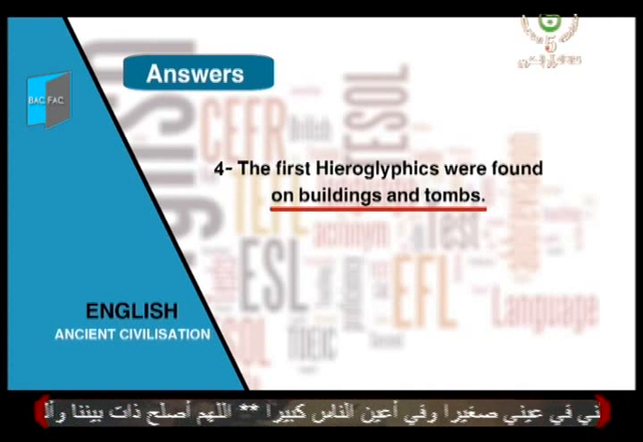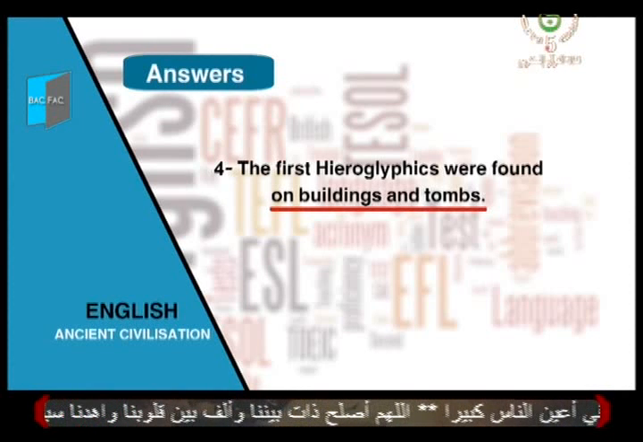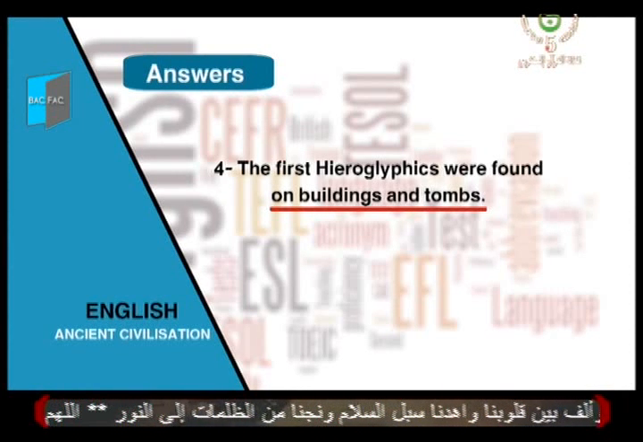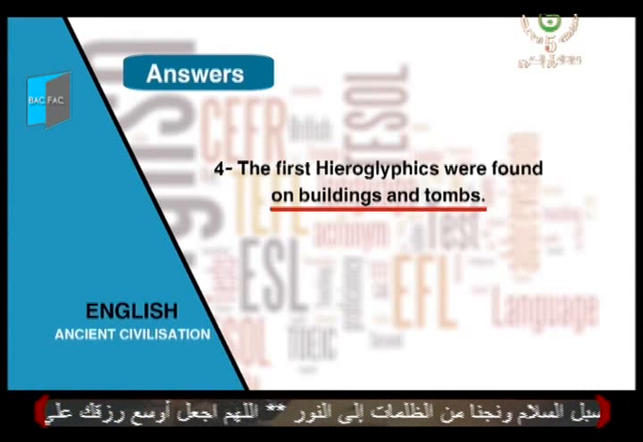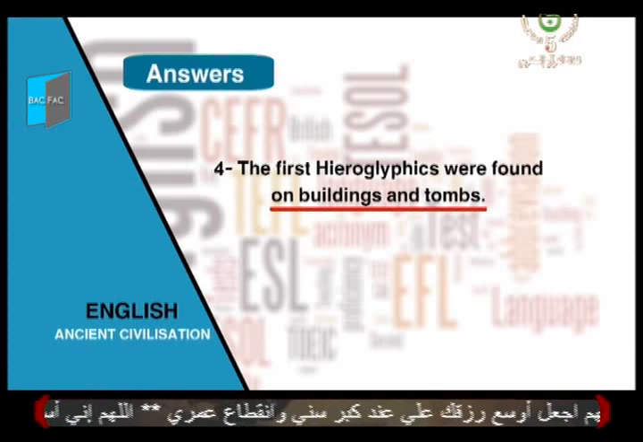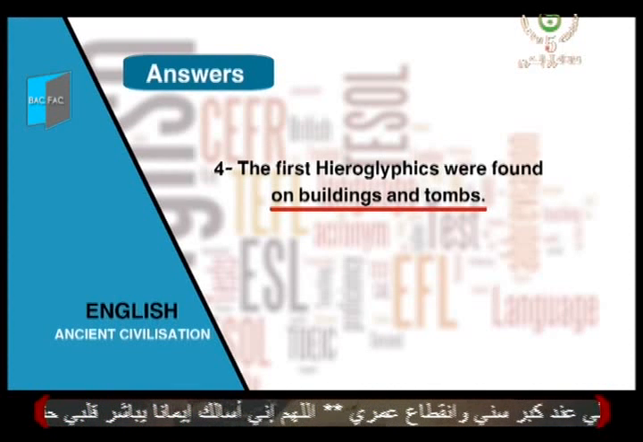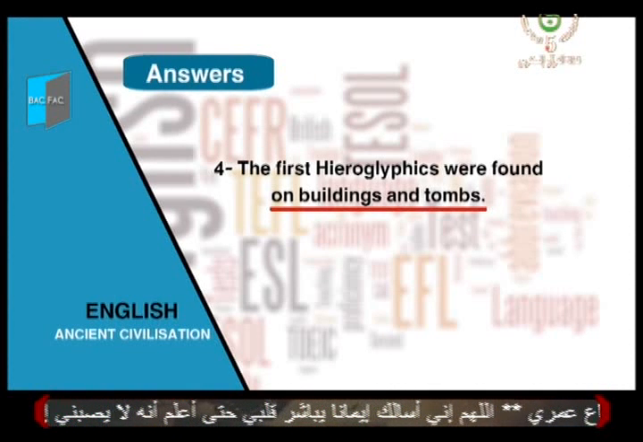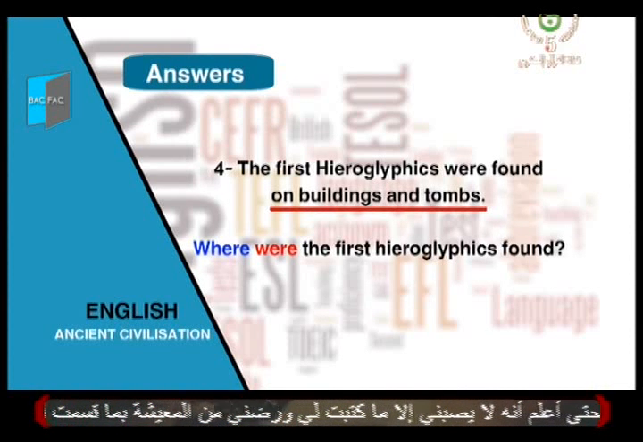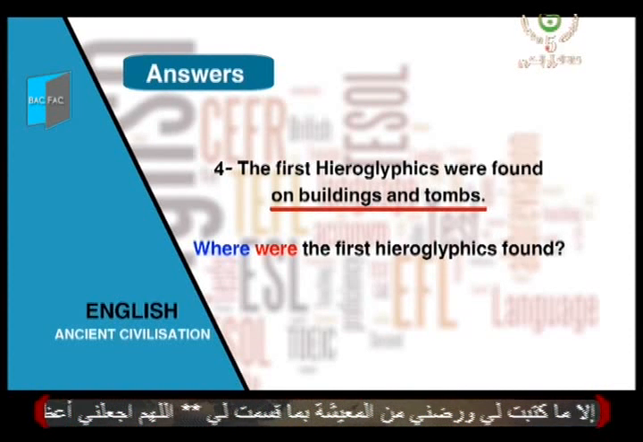Sentence 4. The first hieroglyphics were found on buildings and tombs. The underlined words represent a place. The question word will be where. The verb is to be. So remember that we make an inversion with the subject. So the question will be, where were the first hieroglyphics found?